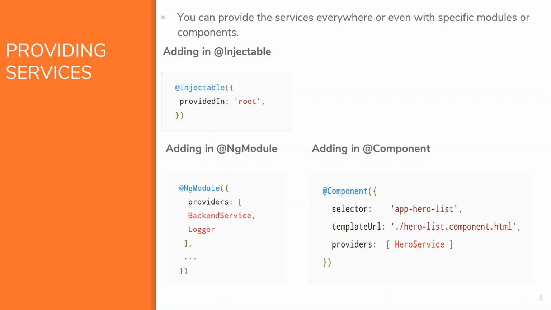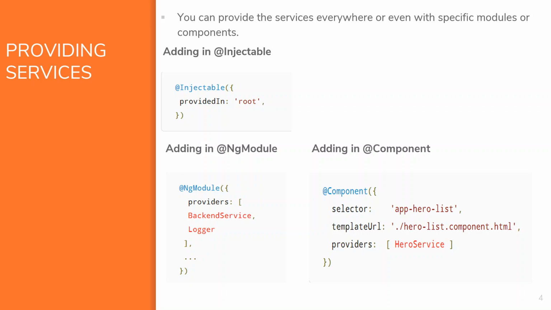The least scope goes to the component. If you want a service to be used only inside a specific component, all you have to do is add the providers property inside the component metadata, and then list whatever service that you want to add. So it is up to you, based on what scope you want to give the service. You can add it inside the service itself, inside the Injectable metadata function, and if you want it inside only a specific module, then you can add it inside NgModule. And if you want it inside a specific component, you can add it inside the Component metadata function.